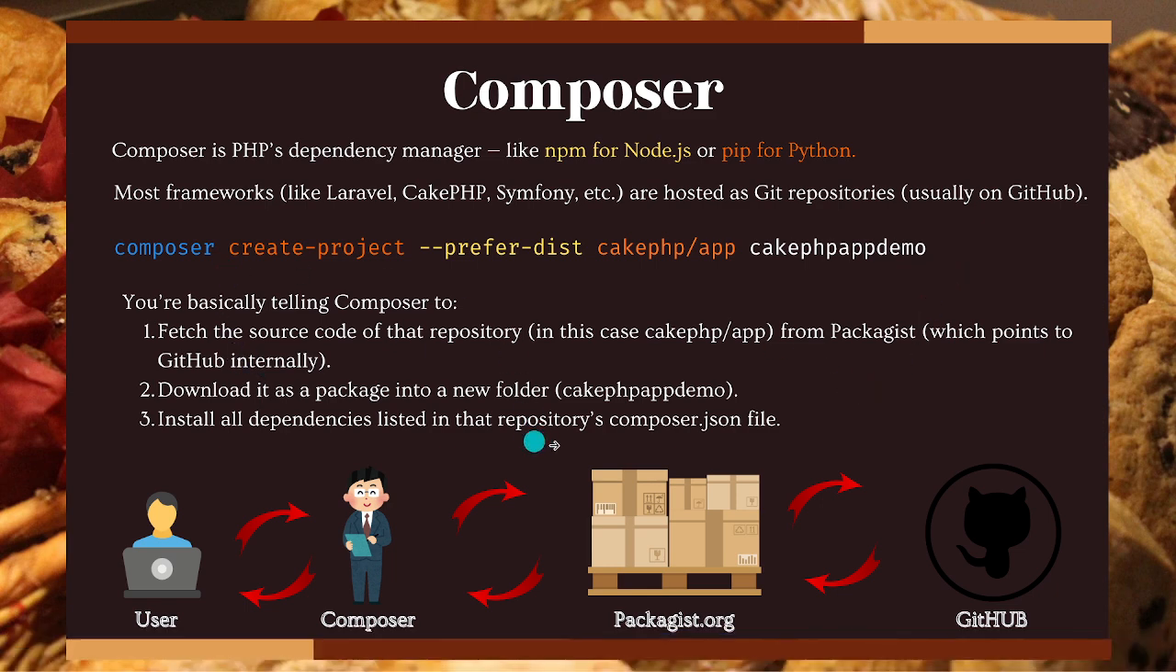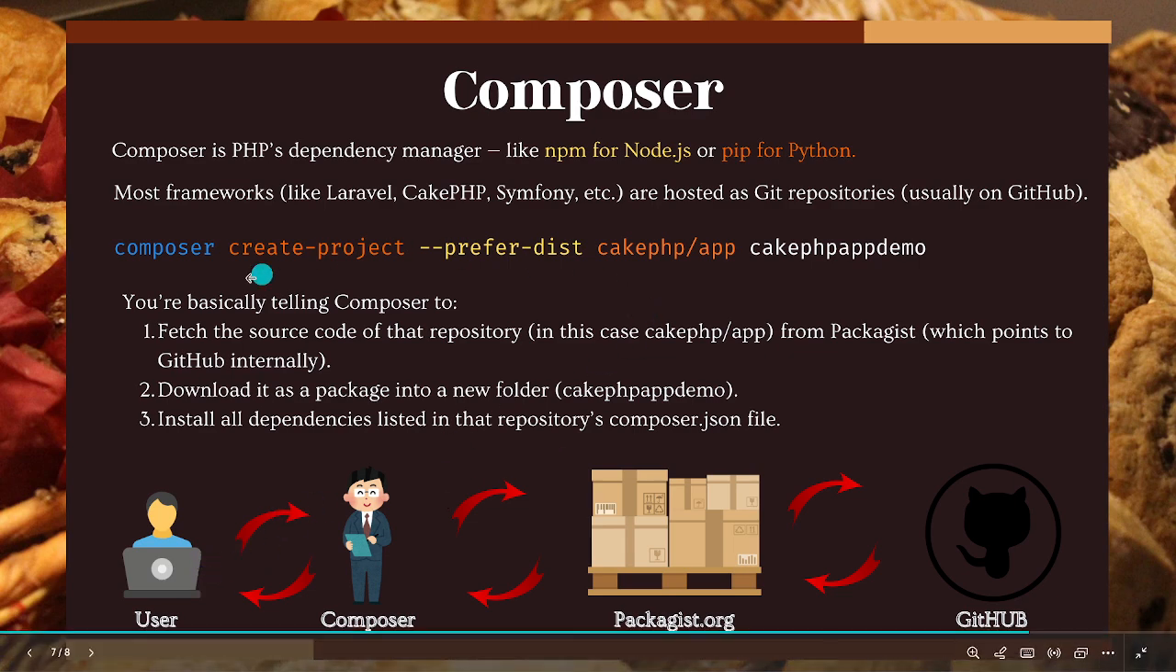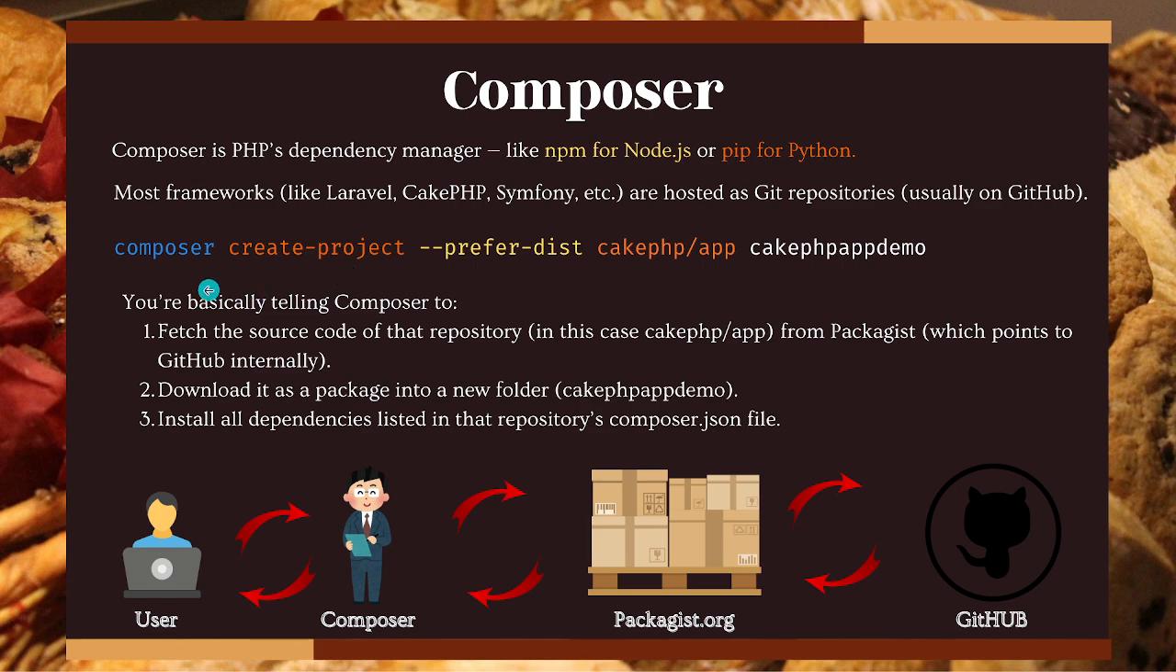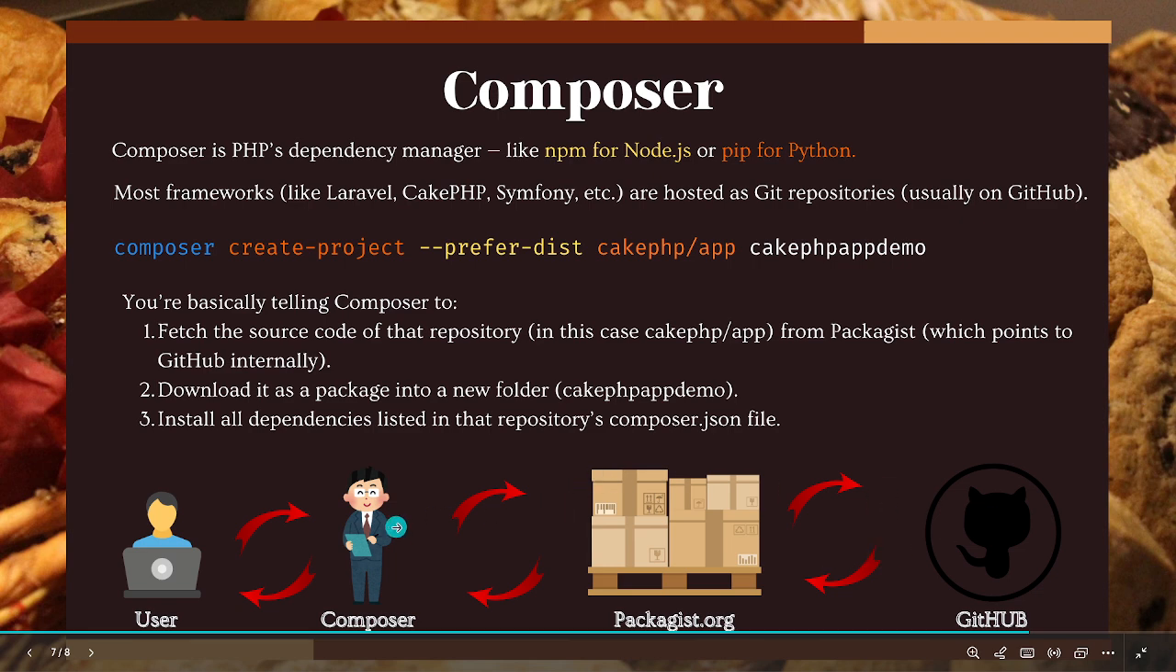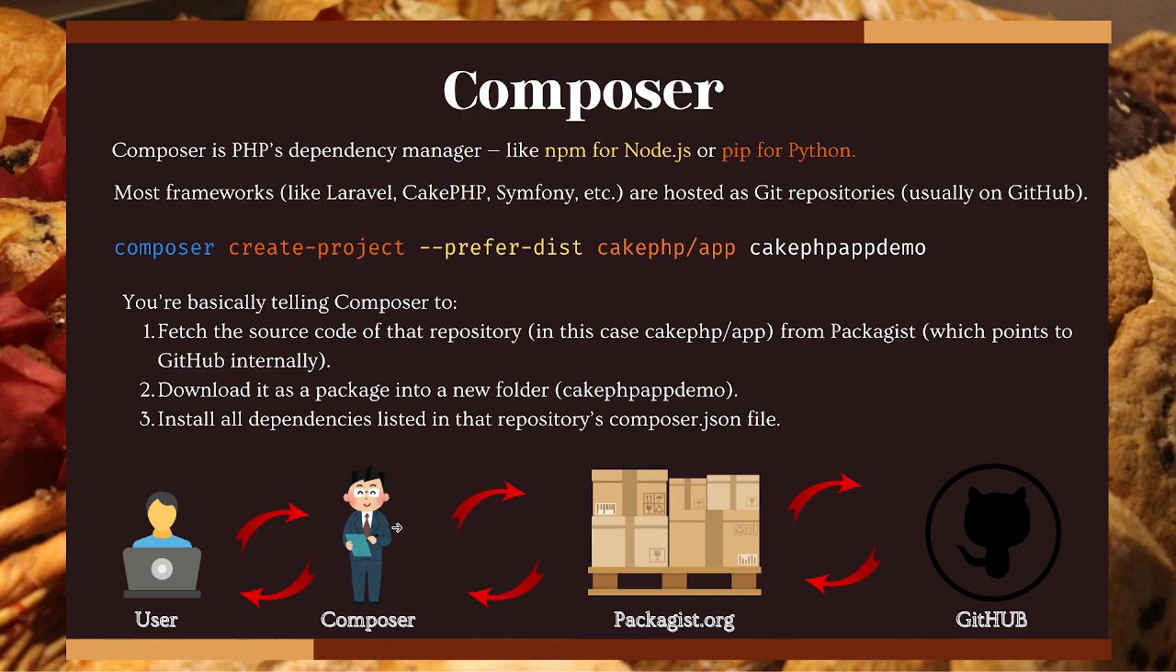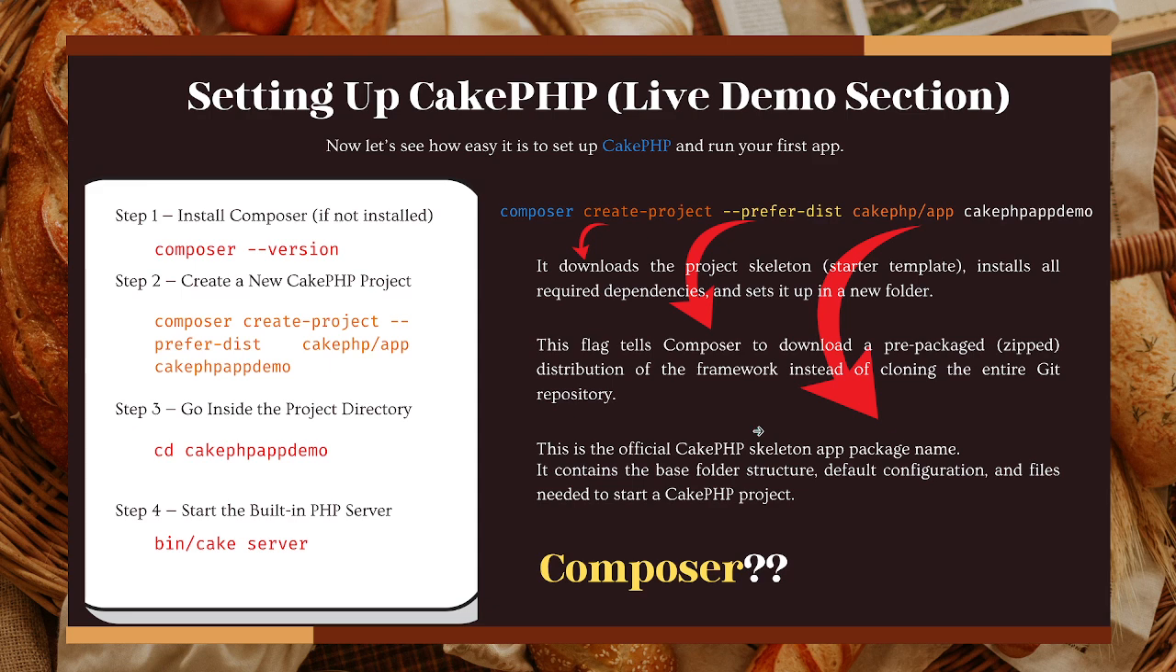Now you will understand, if you ever install or use Laravel or any other framework, you will run a command. What will happen in the background? It will fetch the data from GitHub, and after fetching the data from GitHub, it will install it locally. That is mentioned in the composer.json file. Okay, that's all. So now let's move to the practical part.